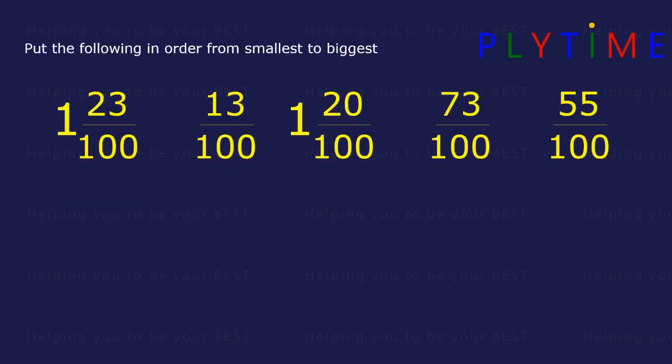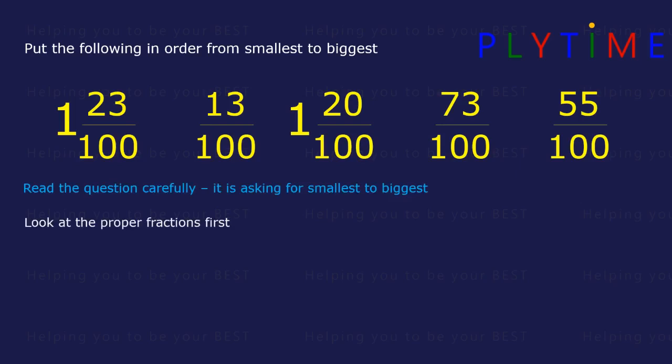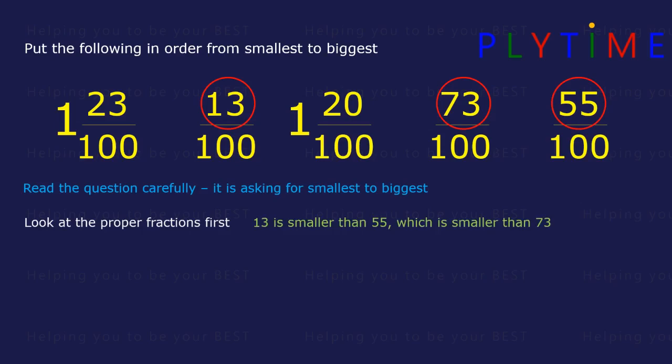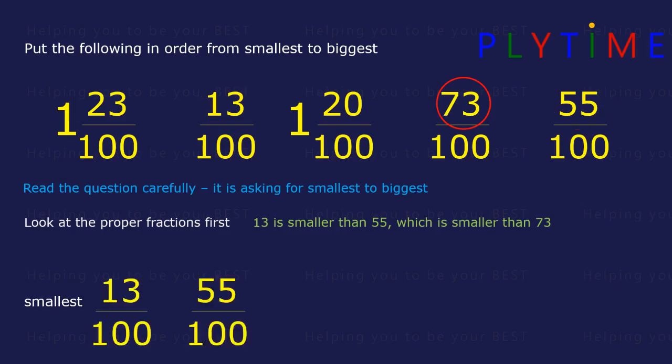Put the following in order from smallest to biggest. They're all the same denominator, 100. Read the question carefully. It's asking for smallest to biggest. So let's look at the proper fractions first. We have 13/100, 73/100 and 55/100. 13 is smaller than 55, which is smaller than 73. So the smallest is 13/100, then 55/100, then 73/100.